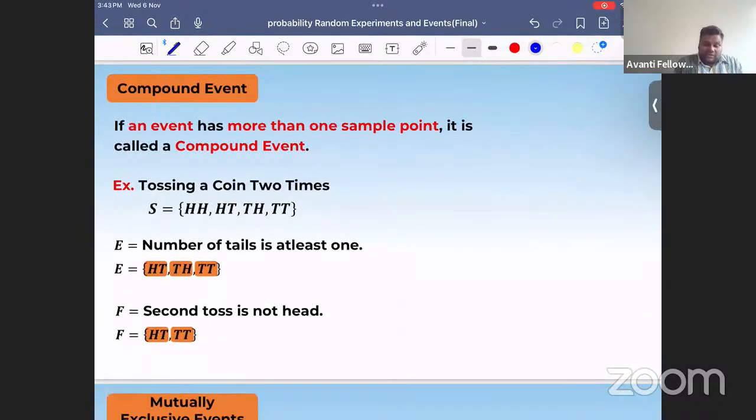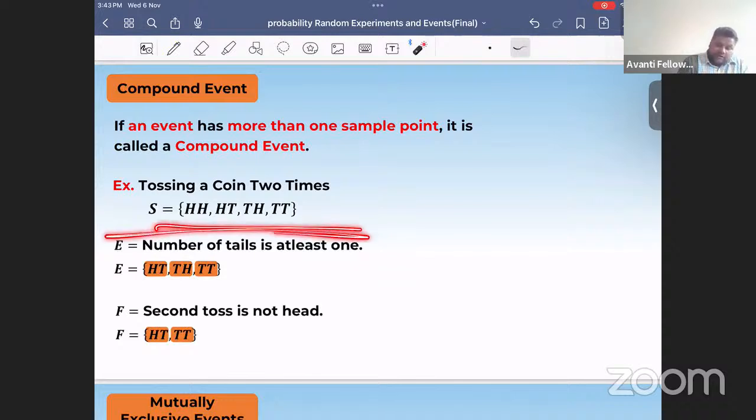Now compound event. If an event has more than one sample point, it is called a compound event. Like tossing a coin twice, so HH, HT, TH, TT is what you will get. Each event has more than one sample point. Like the event that the number of tails is at least 1. So what will it be? HT, TH, TT. So that is a compound event.